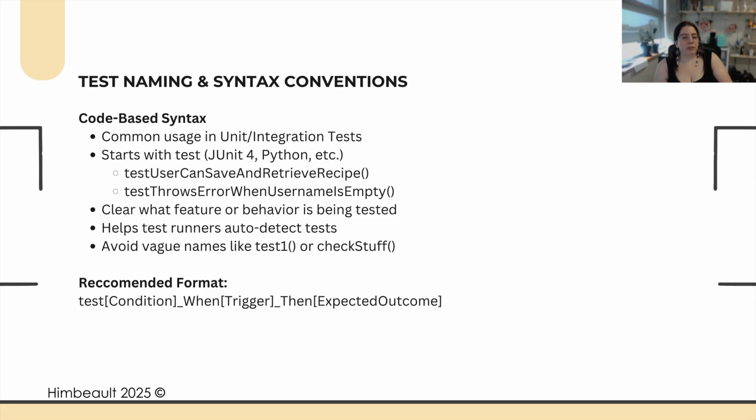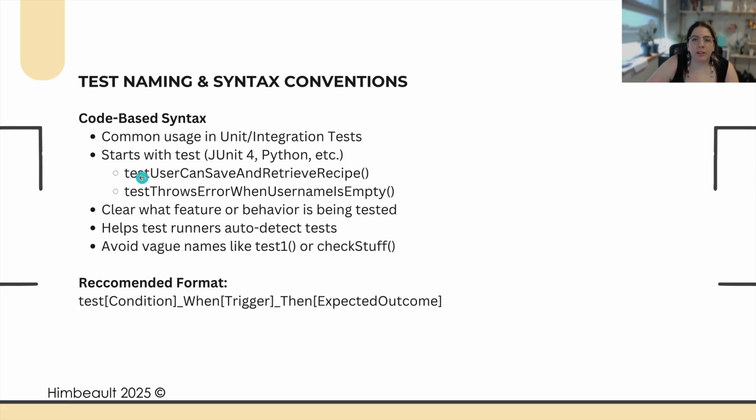They pretty much always will start with the word test. If they're like a JUnit 4 or 5 test or a Python test, that's pretty common verbiage for methods, like test user can save and retrieve recipe, or test throws error when username is empty. It's very clear from the name what feature or behavior is being tested, right? We can see that we are testing that the user can save and retrieve a recipe, or that when the username is empty, we want to throw an error.